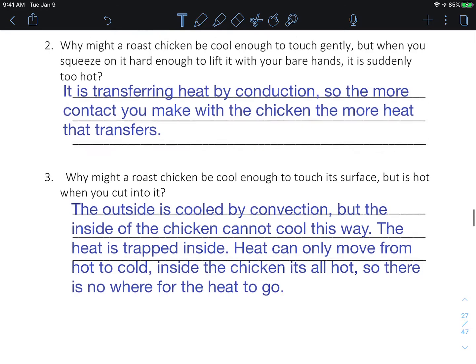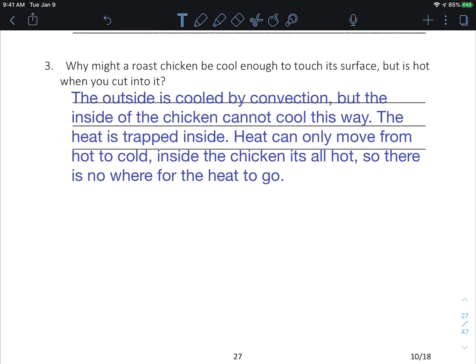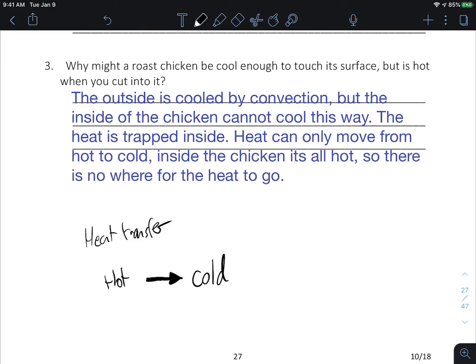Okay, if you had some roast chicken and it's cool enough to touch on the surface, but it's hot on the inside, what's happening? Well, here we have an example where the inside of the chicken doesn't have anywhere for the heat to go. Heat goes from hot to cold. That is always going to be the case. Heat transfer is always going to move from hot to cold. There is no going backwards. Any heat transfer is a movement of heat from the hot to the cold. So every time you want to identify a heat transfer, always identify which object was colder, which object was hotter, and the heat will travel from hot to cold.